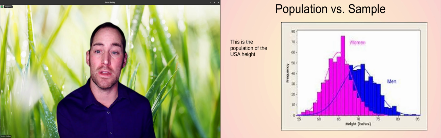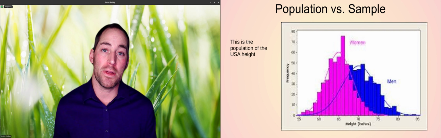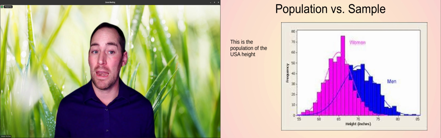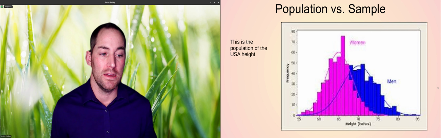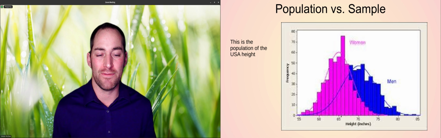This is another example of a population graph. This is actually a graph of the population of heights broken down by men and women in the USA. So you can see there's a normal distribution of heights. So in inches, the average for men is closer to 70. The average for women is closer to 65, 66. So you can see the graph there.